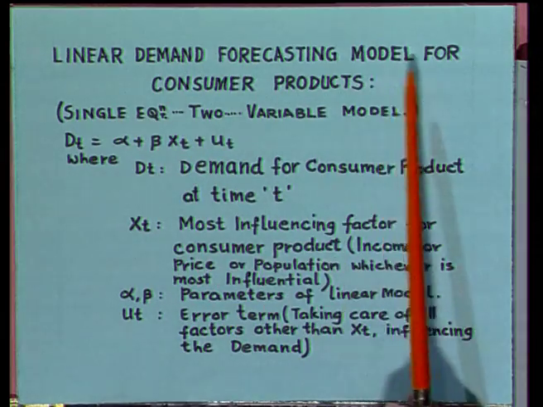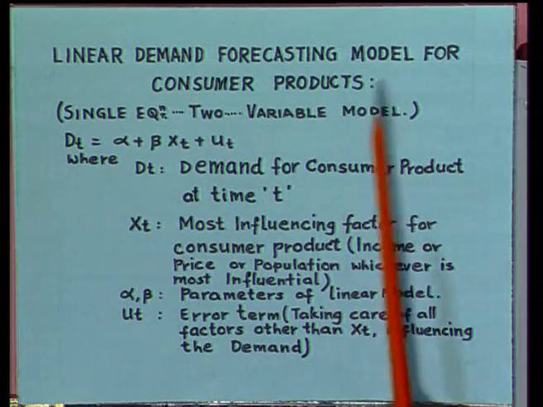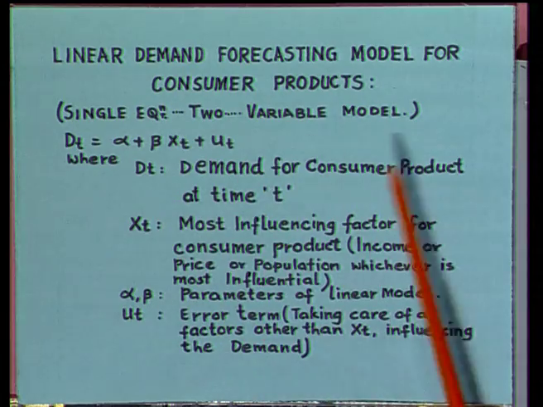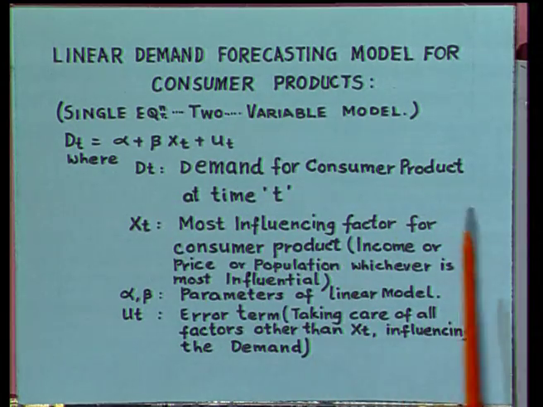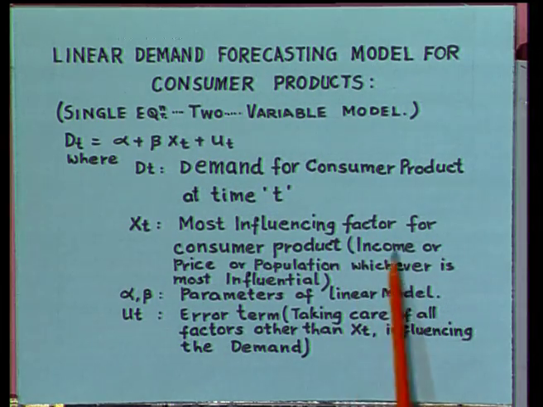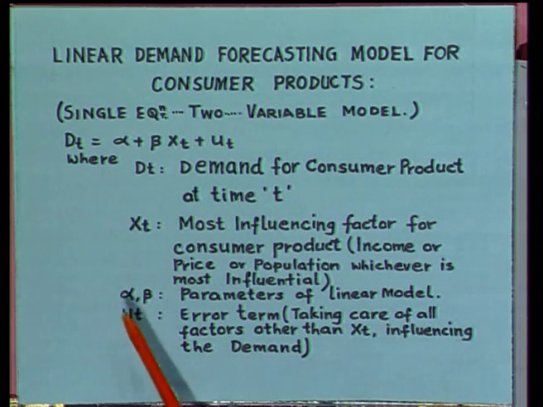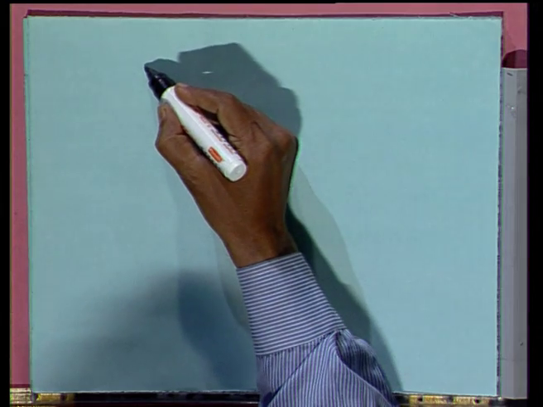The linear model which is used for forecasting the demand for consumer product is given by the linear demand forecasting model for consumer products. Mind you, it's a single equation, two variable model. It is given by dt = alpha + beta xt + ut, where dt is the demand for consumer product at time t, xt is the most influencing factor for the consumer product. Any of these may be influencing factors, namely income or price or population. Whichever is most influential, we use that as xt. Alpha and beta are the parameters of the linear model. Ut is the error term, which takes care of all the factors other than xt, which influence the demand for the consumer product in question. The parameters alpha and beta are estimated by the OLS technique.